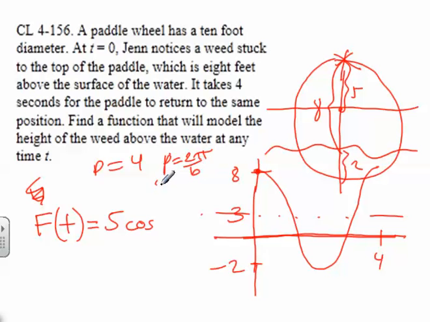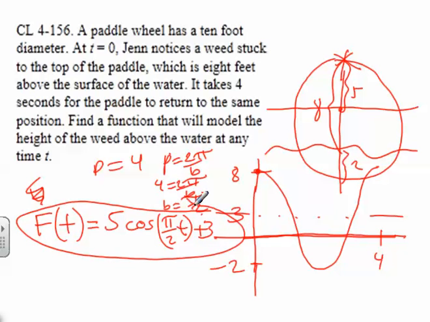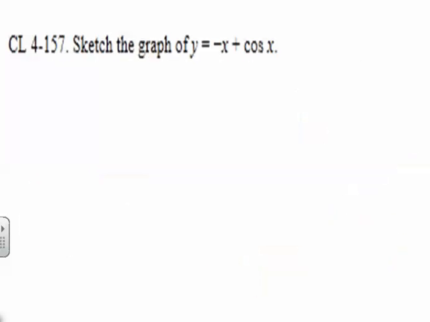So we've got 4 is equal to 2 pi over b. So b is equal to pi over 2. So it's pi over 2 times our t, and then the center line is up 3. So there's the function that models this situation. All right. Let's move on to the next one.